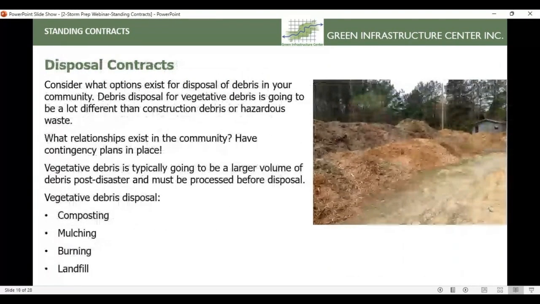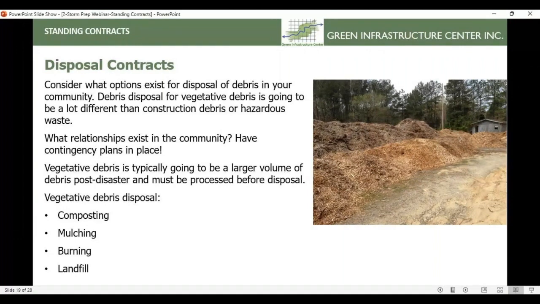And then the final contract is a disposal contract, and you really want to consider what options exist for disposal of debris in your community. So debris disposal for vegetative debris is going to look a lot different than construction debris or hazardous waste. So consider what relationships exist in the community and definitely have contingency plans in place.